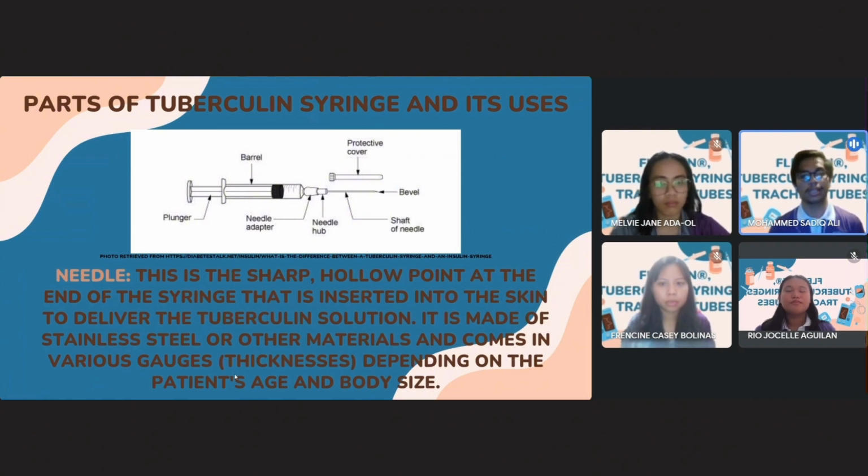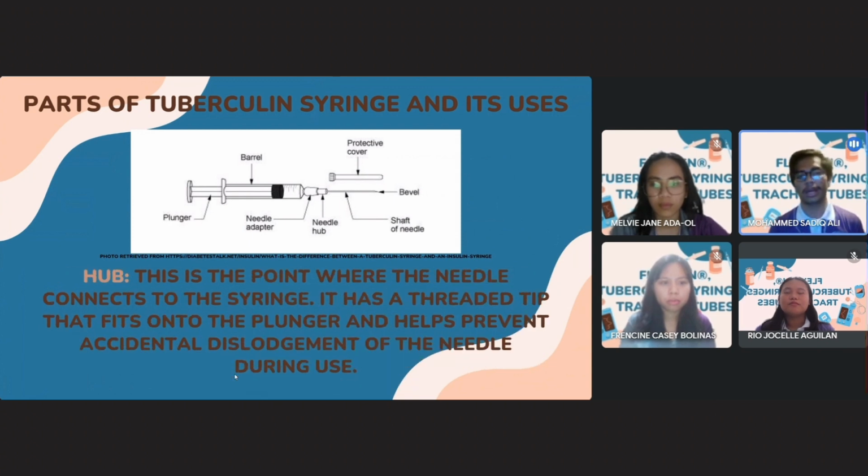Next is the needle. This is the sharp, hollow point at the end of the syringe that is inserted into the skin to deliver the tuberculin solution. It is made of stainless steel or other materials and comes in various gauges, or thicknesses, depending on the patient's age and body size.